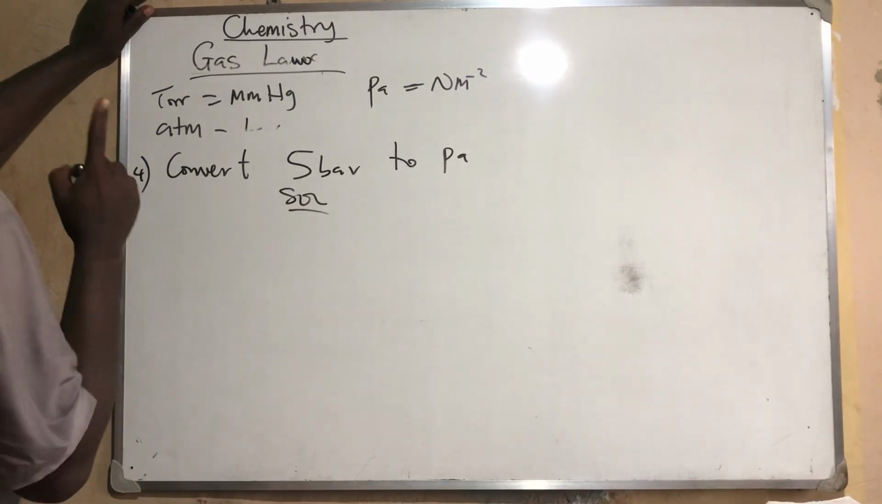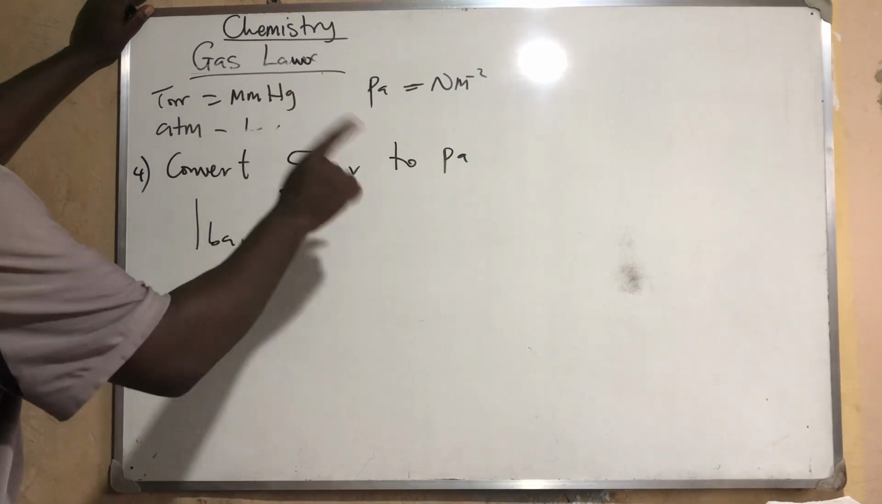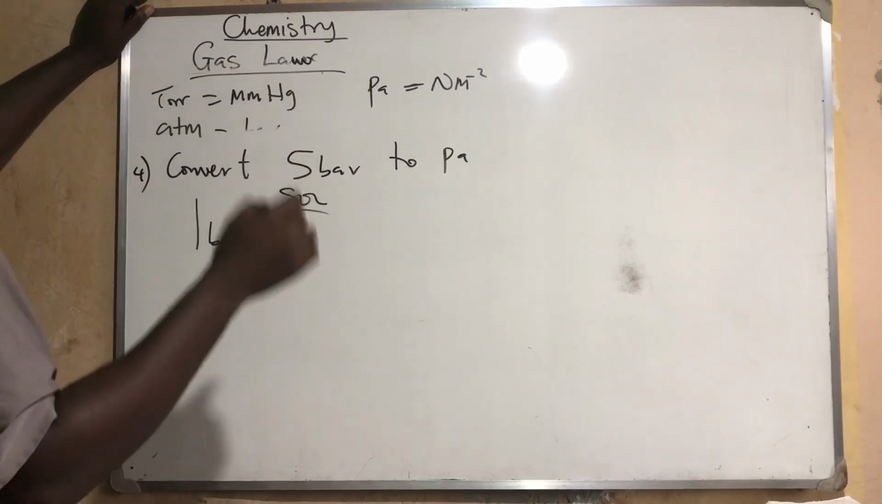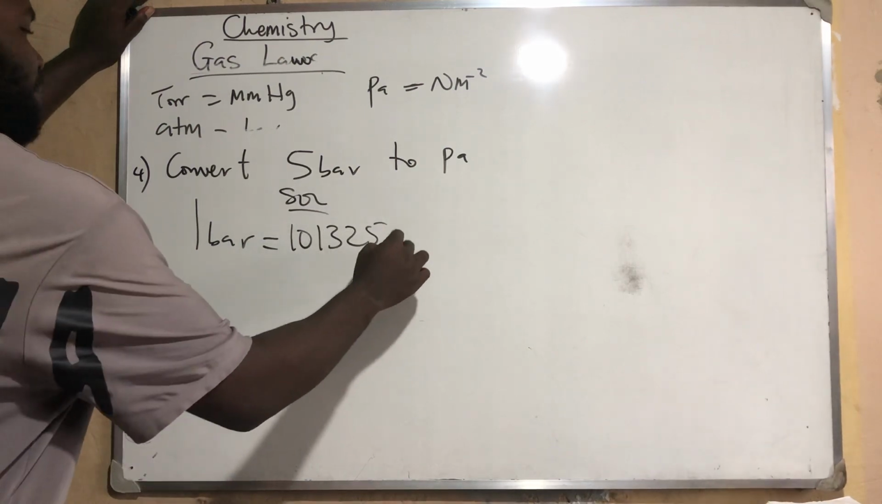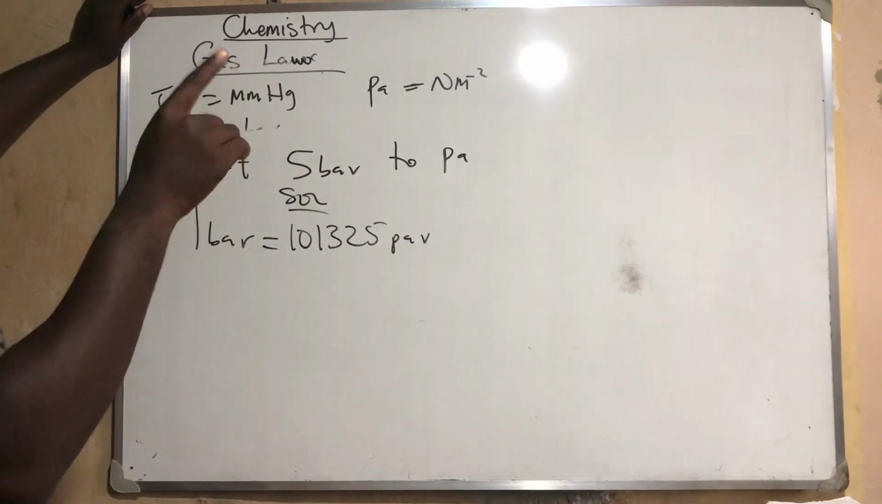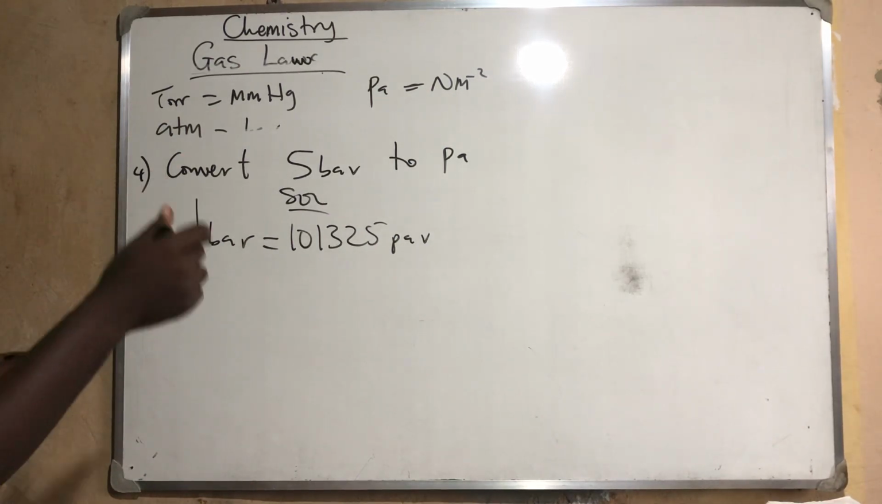Don't forget that ATM is always 1. So 1 ATM or 1 bar is equal to what? Pascal is always 10 raised to power 5, or you say 101,325. Okay? Pascal, that is Newton per meter square. If you remember Newton per meter square, you will now know that is what? 10 raised to power 5 or 101,325.